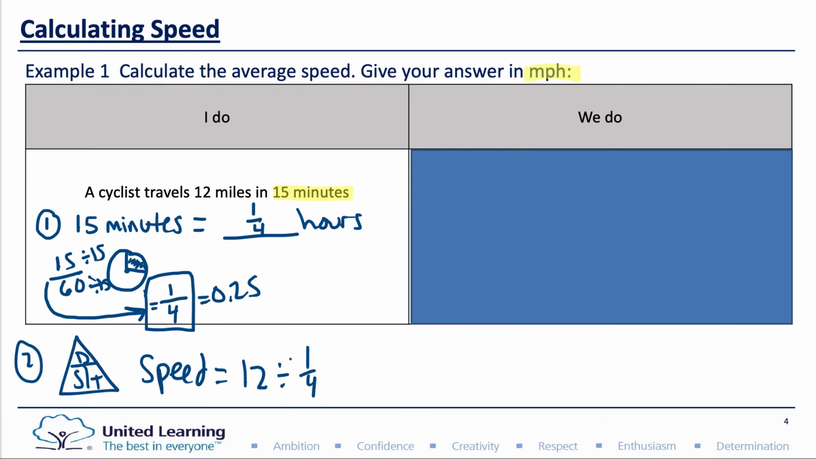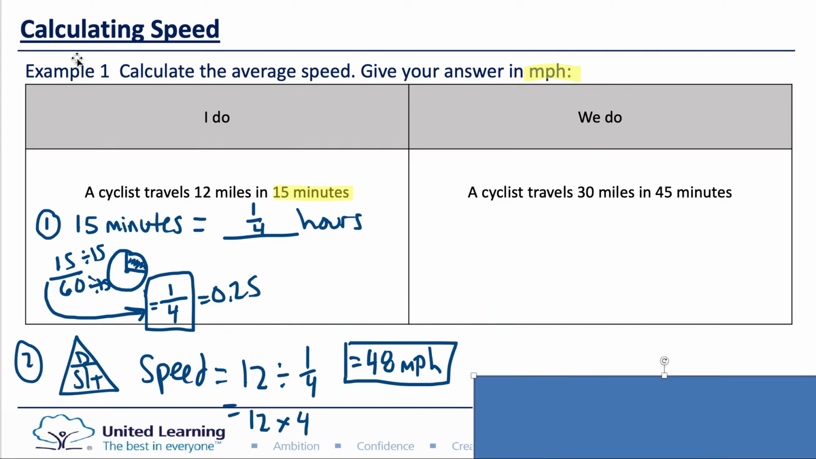Now, if you remember back from fractions, division by a quarter is the same as multiplying by 4, multiplying by the reciprocal. So I'm going to change this to 12 times 4. So therefore, my speed in this case would be, wow, really fast, 48 miles per hour. I don't even think that's possible on a bike, but maybe it's an electric bike. Who knows? Okay, 48 miles an hour. Can you please pause the video and attempt this question?